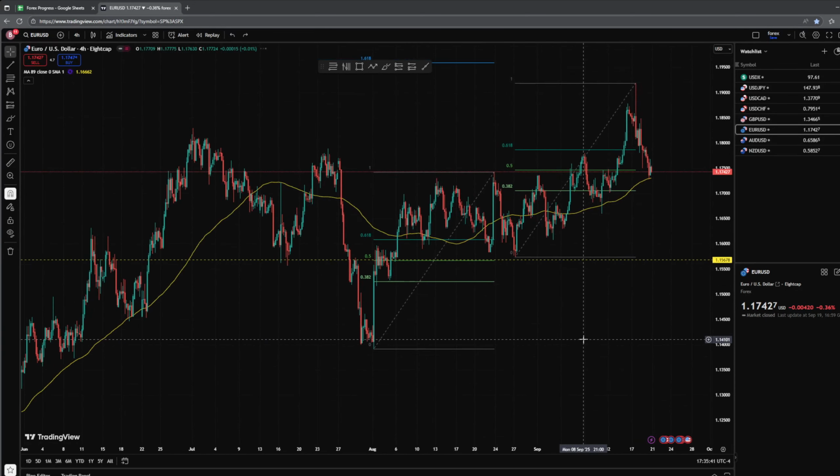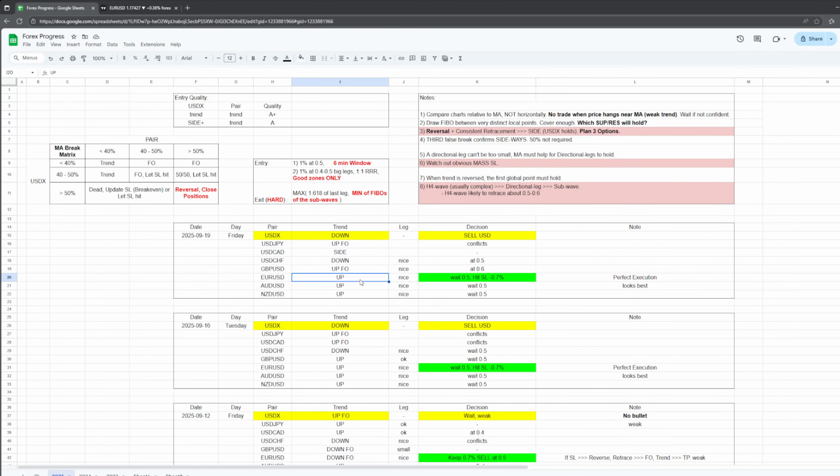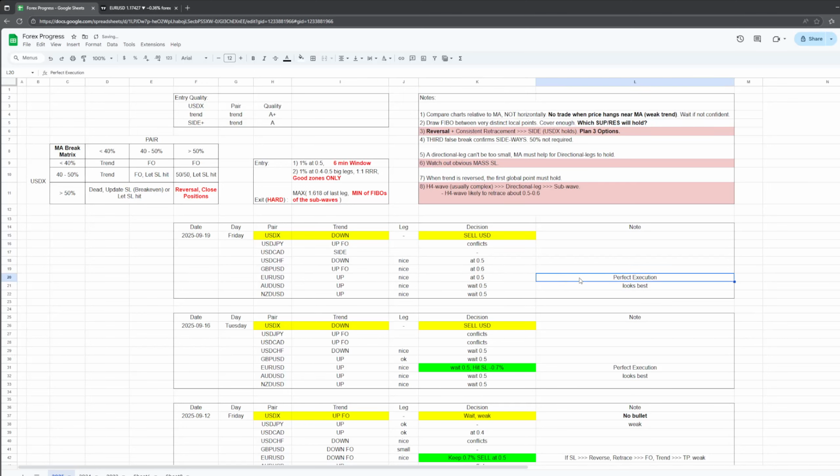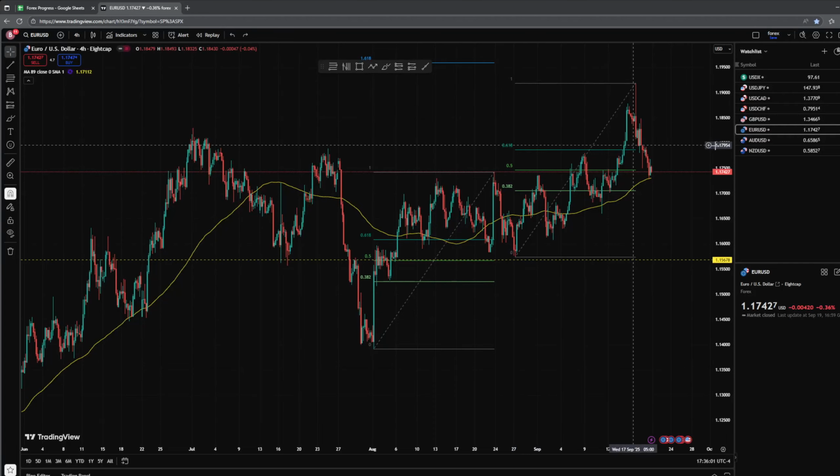Okay, Euro USD market trend is up, leg size is nice. Market is currently at a 50% retracement, and Euro USD looks perfect to buy right now.